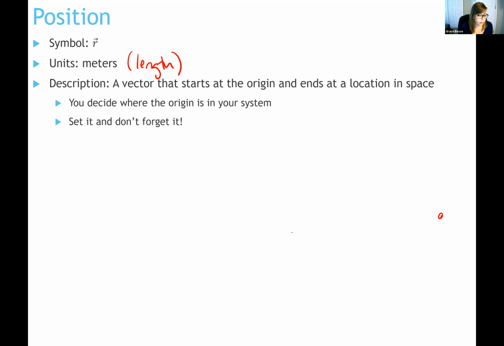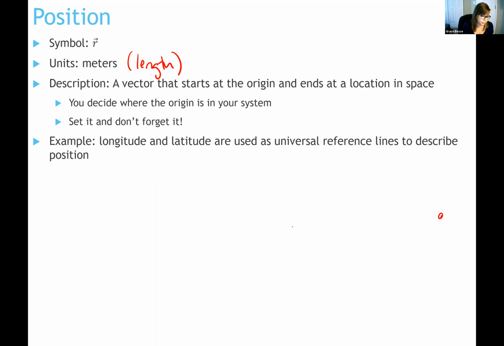And a position vector, I would describe it as a vector that starts on the origin and ends at a location in space that you're trying to describe the position of. So you must define an origin for your coordinate system in order to define a position. You have to establish your coordinate system and where 0, 0, 0 is so that you can draw these vectors relative to that origin. You must do that once, and then whatever problem you're working on, everything in that problem gets defined relative to that origin.